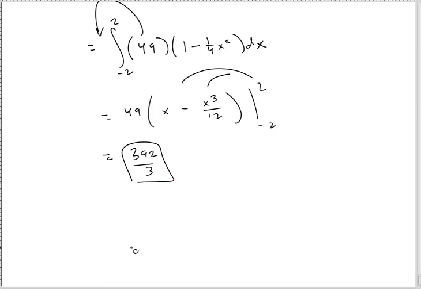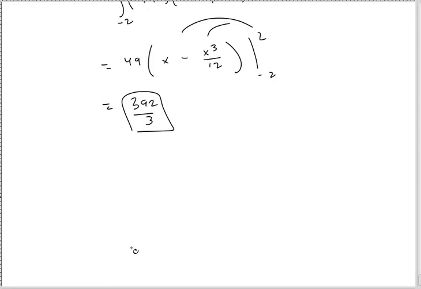Okay. Whew. What does that have to do with disk method and shell method? I don't know. Actually, I have ideas, but I'm just not going to go through it with you because we got another one.